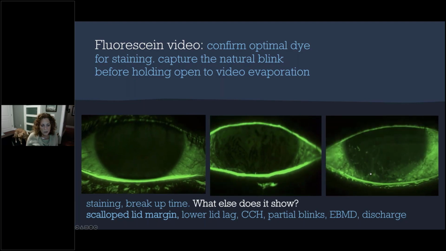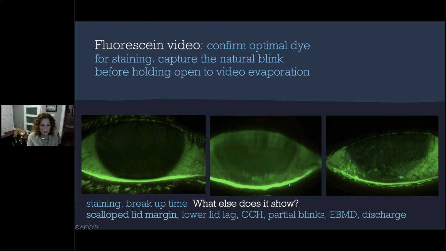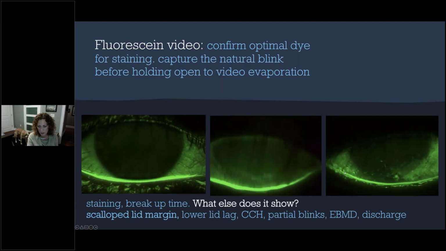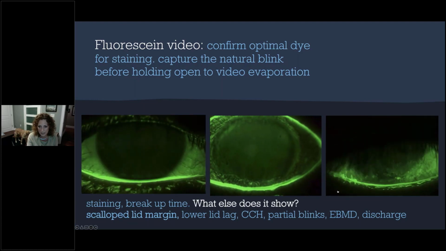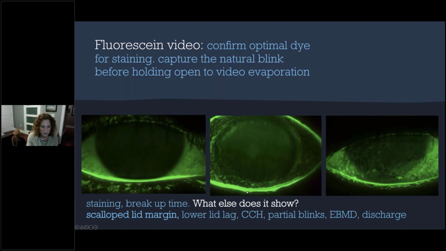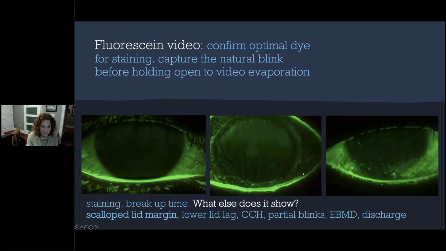I like to use my fluorescing videos, again, to slow down and show partial blinks, but it's a great way for me to show the scalloping on the lid margin. I mean, you can see on this right one how unhealthy that lid margin is and the staining. You can see in the middle one the scalloping, thickening of the lid. I can always show them whenever I have lower lid lag.